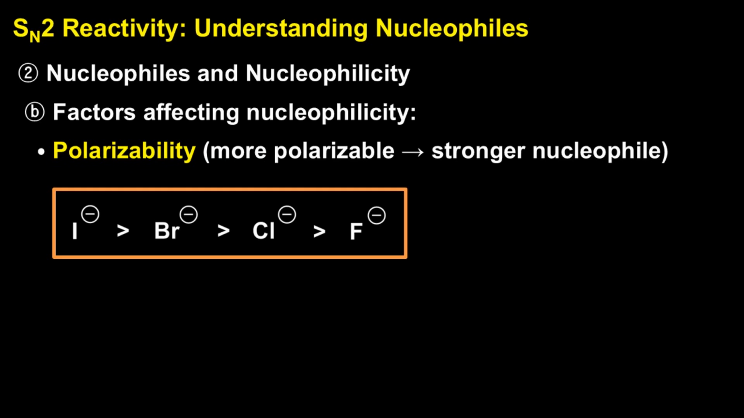And that's why halide nucleophiles get stronger as you go down the group. Iodide is the most polarizable, so it's the strongest nucleophile. Then comes bromide, then chloride, and at the bottom, fluoride. It's small and rigid, so it's the weakest of the bunch.